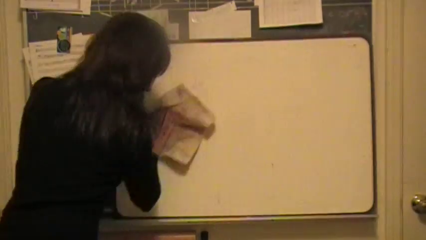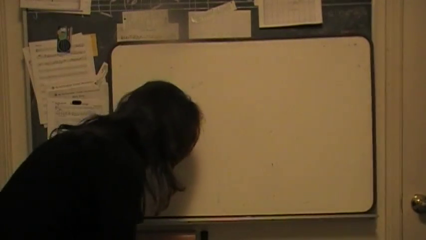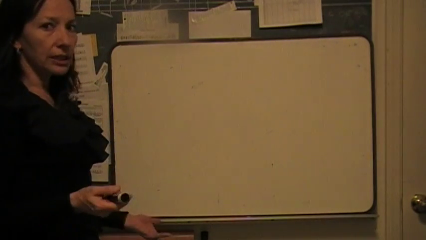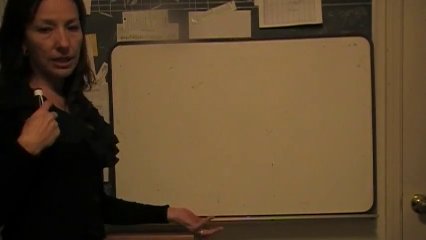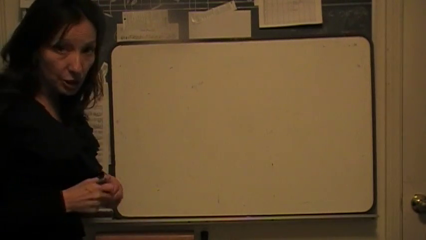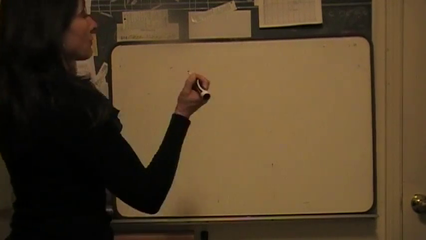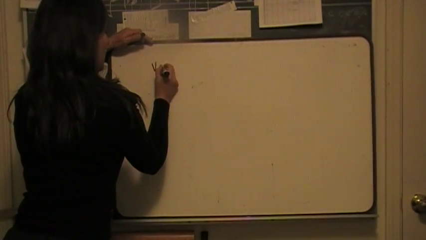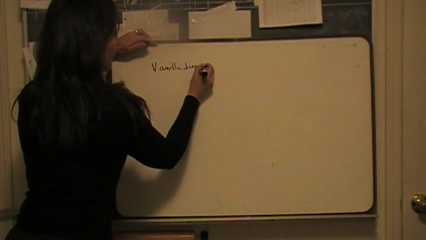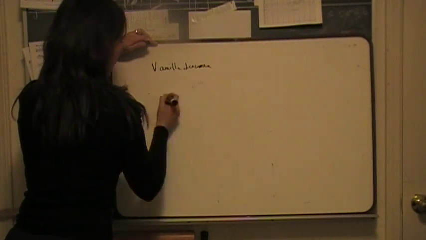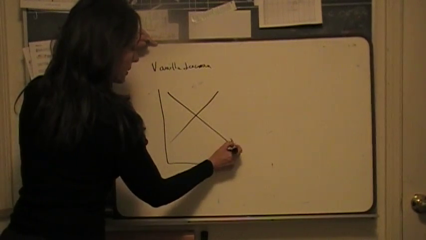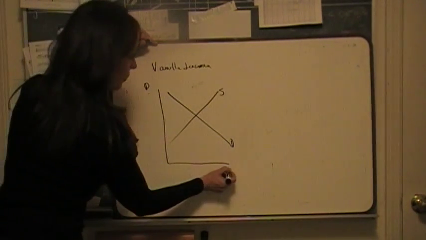Okay, now we're talking about vanilla ice cream. Okay, so what is the relationship of vanilla ice cream to chocolate ice cream? Well, you can have chocolate ice cream or you can have vanilla. So in this case, they're considering vanilla as a substitute for chocolate ice cream. So we're going to have two graphs, and I want to show vanilla ice cream. Okay, we have our supply curve and our demand curve. Demand and supply, price and quantity.